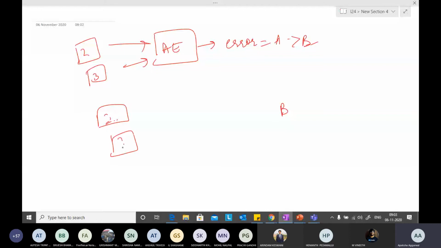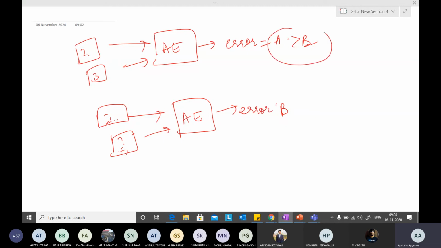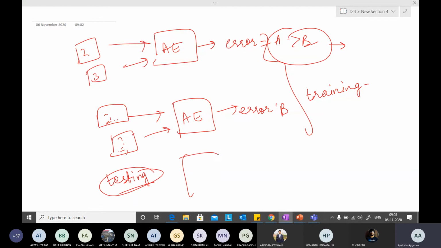You are training on corrupted input with the AE, and you get some error B. So A is greater than B. Why? Because you are training on corrupted input. But this is the case in training. What happens in testing? During testing you have unseen examples. An unseen example can have this 2, and it can have another 2. So in both cases, the test error A dash is less than B dash.